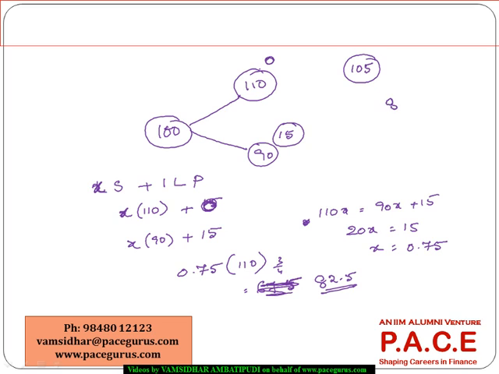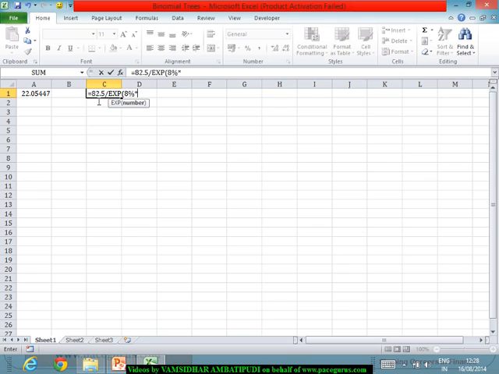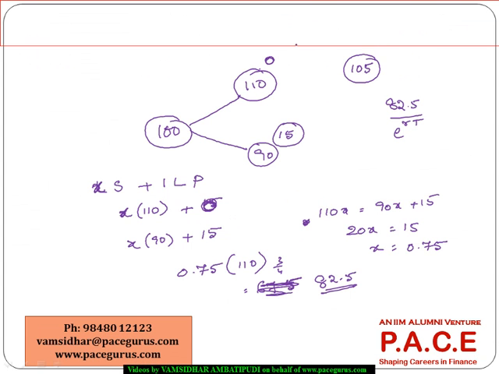The present value of it is going to be 82.5 divided by e power RT, which is going to be 82.5 divided by e power 8% into T, which is 0.25. So the present value is 80.86.